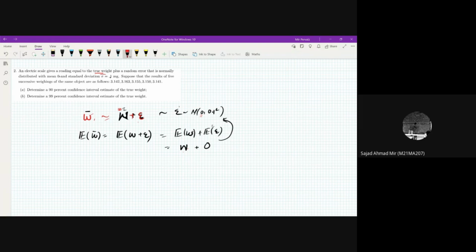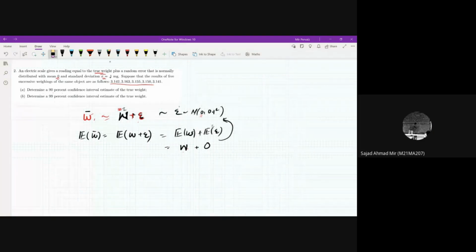So we are given this error distribution with mean 0 and sigma given. There are some successive weight measurements given here. We have to determine the 90% confidence interval for the true weight. Let's say W was my true weight. What will be the 90% confidence interval of that W after the noise is added due to this measurement? Which pivot will you be using here? Normal distribution, because sigma and mu both are known.